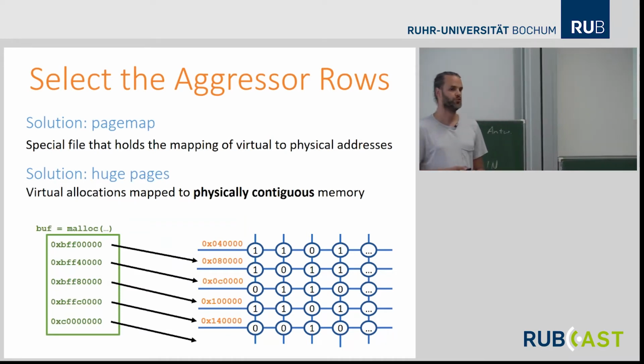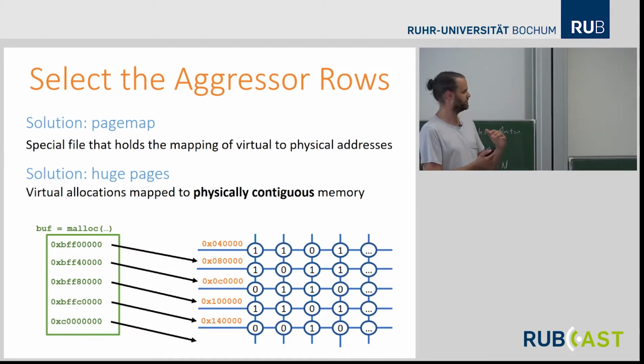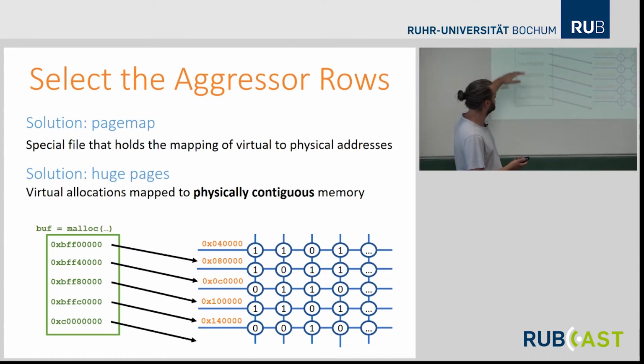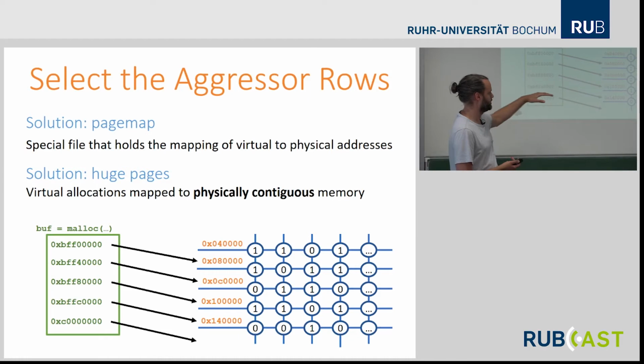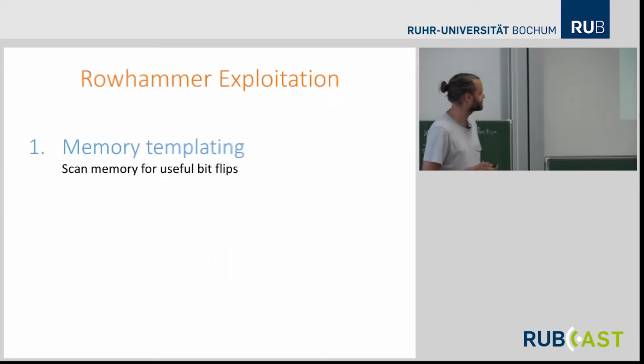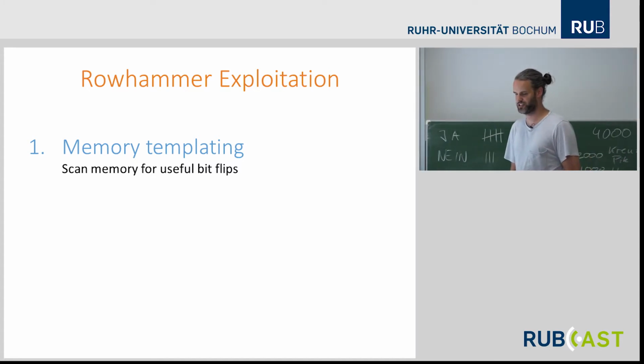Another solution is huge pages. These are virtual allocations that are mapped to a physically contiguous region of memory. So you end up with a buffer with virtual addresses that are not the same as the physical addresses, but we know that once the first virtual address maps to a certain address in physical RAM, all the following virtual addresses will also map to following addresses in the physical memory space. So with this, we can do Rowhammer exploitation.